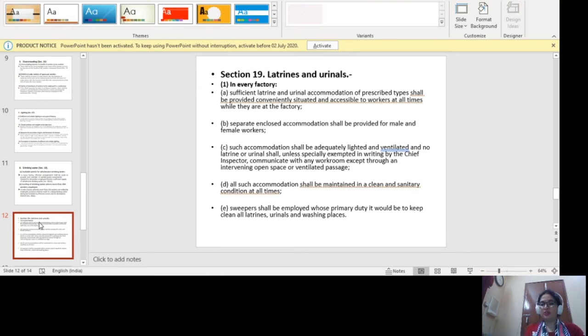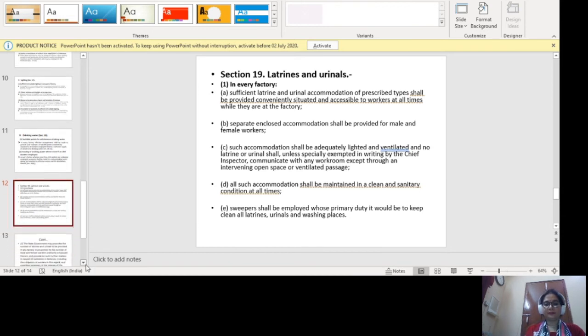Such accommodation shall be adequately lighted and ventilated, and no latrines or urinal shall, unless specially exempted in writing by the chief inspector, communicate with any workroom. All such accommodation shall be maintained in a clean and sanitary condition at all times. Sweepers shall be employed whose primary duty it would be to clean all urinals and washing places.